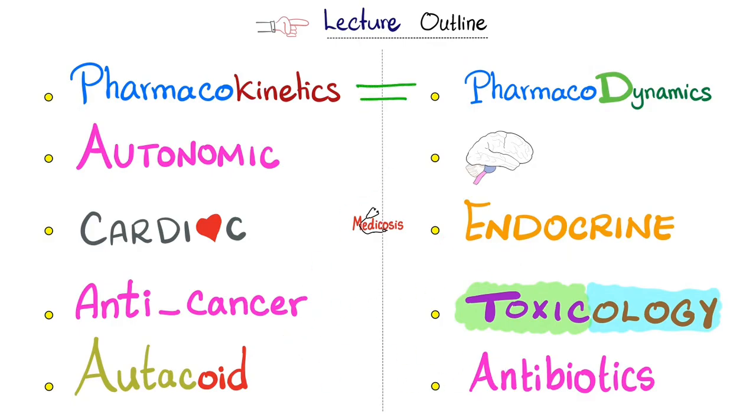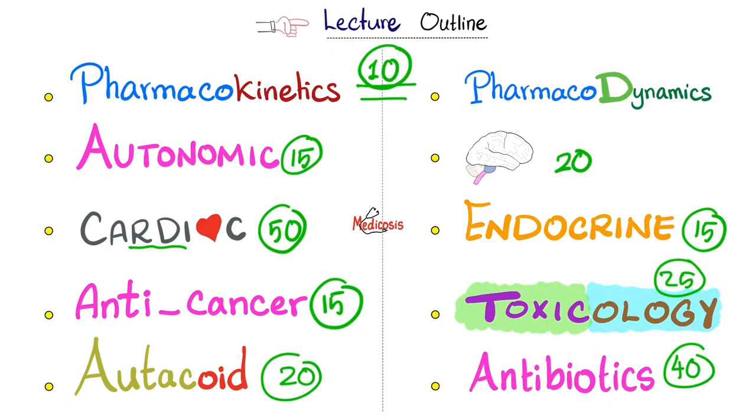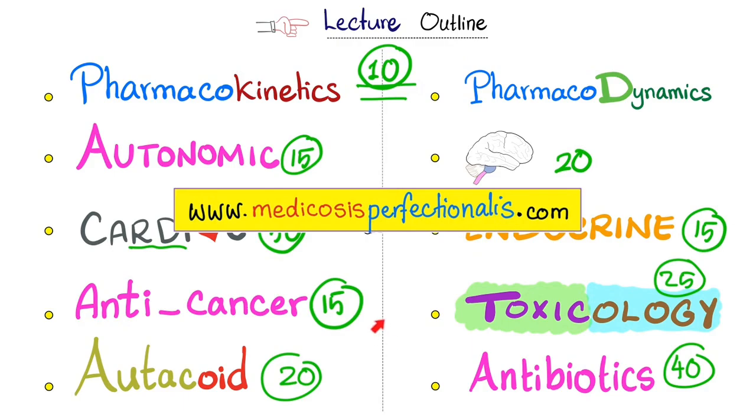Pharmacokinetics and pharmacodynamics, or general pharmacology, is covered in 10 videos. Autonomic pharmacology, 15 videos. Neuropharmacology, 20 videos. Cardiac pharmacology, including diuretics, 50 videos. Endocrine pharmacology, 15 videos. Chemotherapy, another 15 videos. Toxicology, 25 videos. Otocoids, 20 videos. And antibiotics, 40 videos. Not just antibacterials, but antivirals, antifungals, and antiparasitics as well. You can watch all of these videos in my pharmacology playlist, or you can download them from my website, medicosisperfectionis.com.